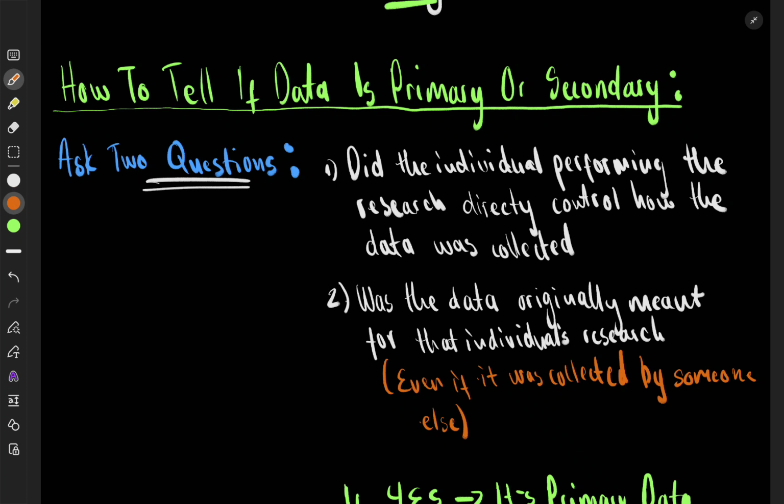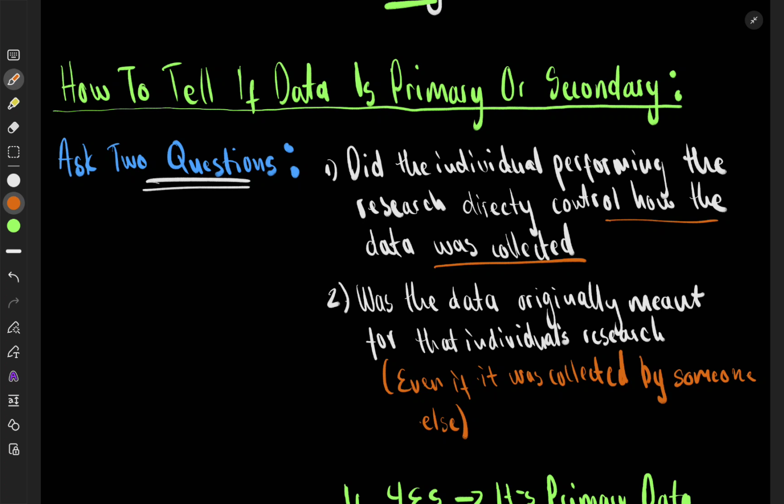Number one is, did you have control on how the data was collected? So did the researcher, the person doing the research, have control on how the data was collected? Did you design the questions? Were you involved in choosing how the data was collected, when it was collected, from where it was collected, and what was collected? Did the researcher have control? If you had control, then that is one step towards being primary. If there was no control, then it's secondary.